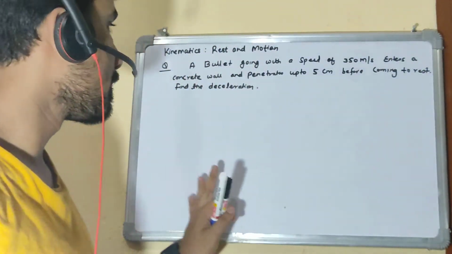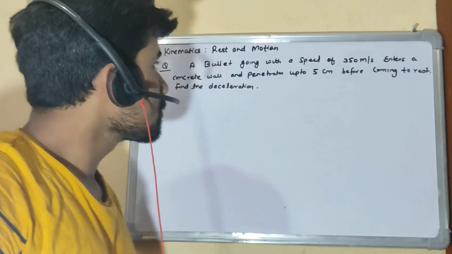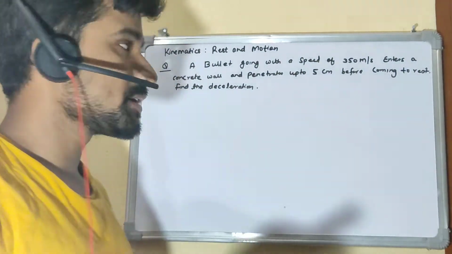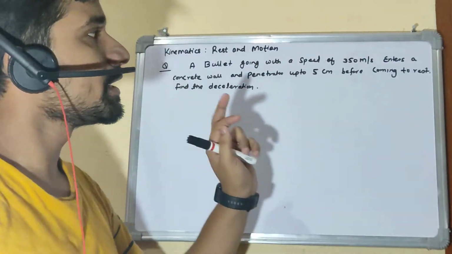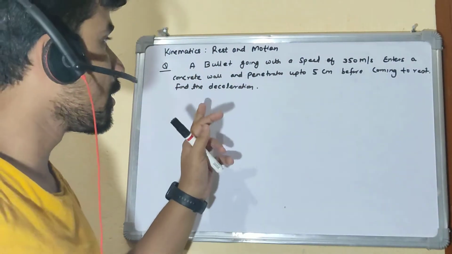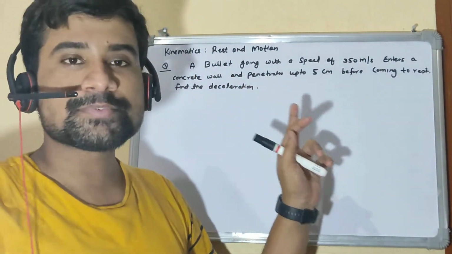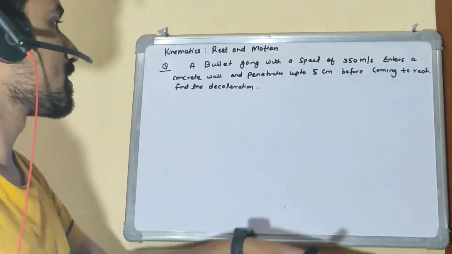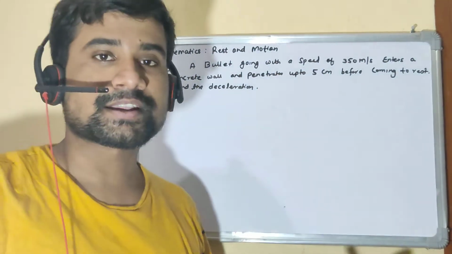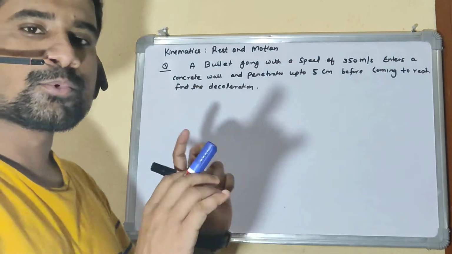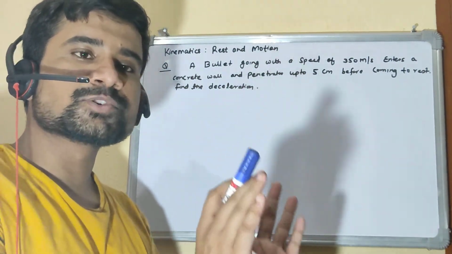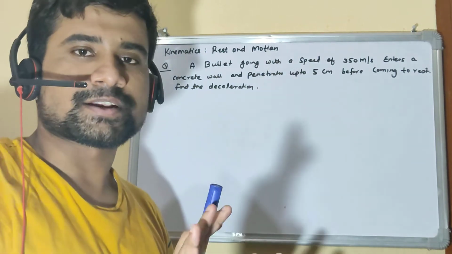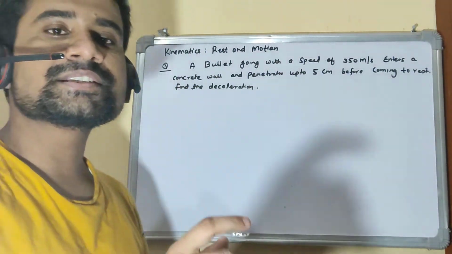So this is a problem on equations of motion. The problem states that a bullet going with a speed of 350 meter per second enters a concrete wall and penetrates up to 5 centimeter before coming to rest. Find the deceleration, right? So when the bullet penetrates a wall, obviously the wall will restrict its motion and there will be a deceleration, right? So we need to find how much is the deceleration.